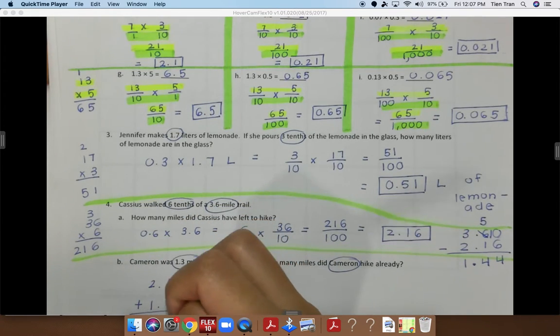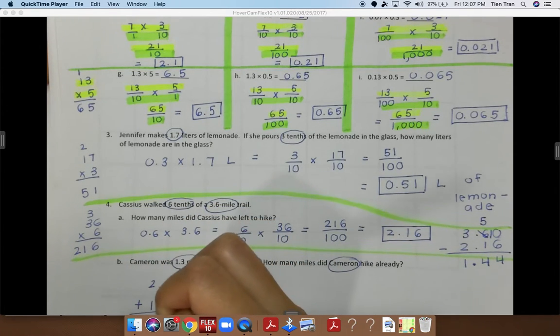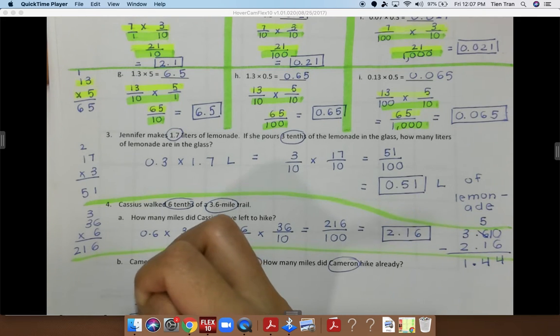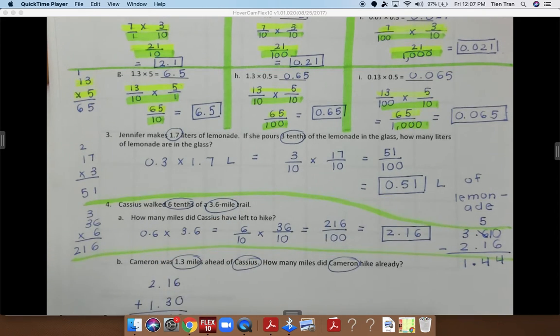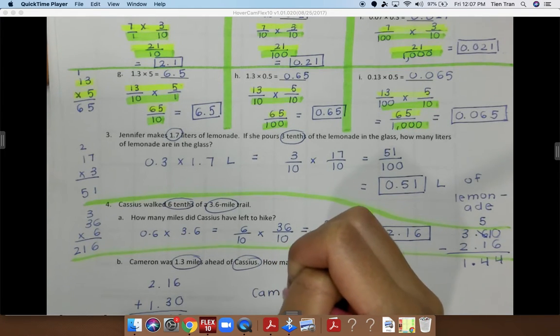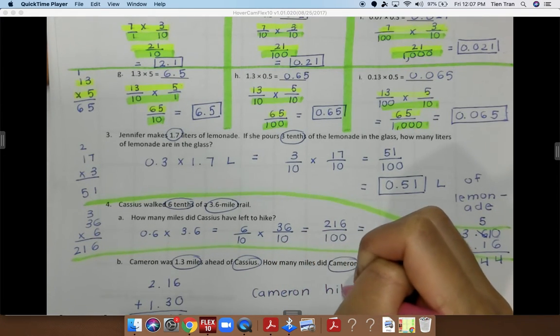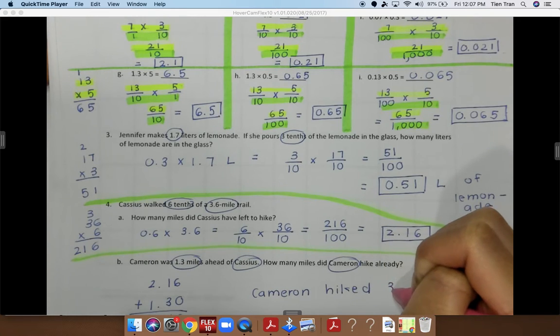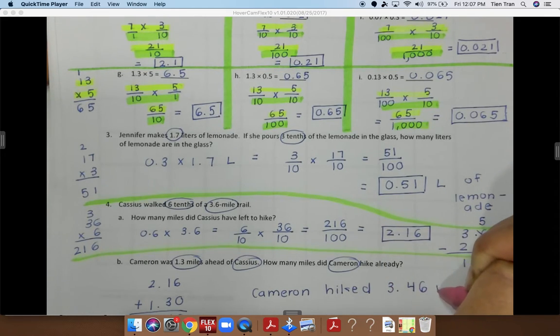So 6 plus 0 is equal to 6. 3 plus 1 is 4. Bring down your decimal. 2 plus 1 is 3. We get 3.46. So Cameron hiked 3.46 miles.